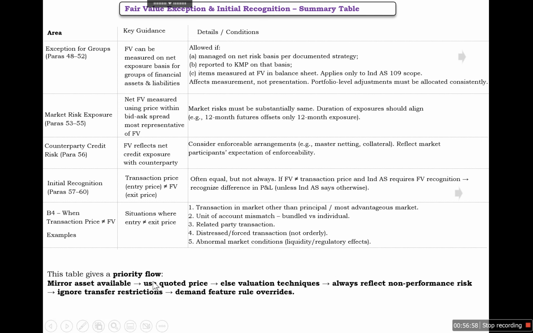So this table gives a priority flow, that we need to check the availability of identical assets. We need to use the quoted price as the valuation technique and reflect the non-performance risk, and we need to ignore the transfer restrictions, and demand feature rules will override.